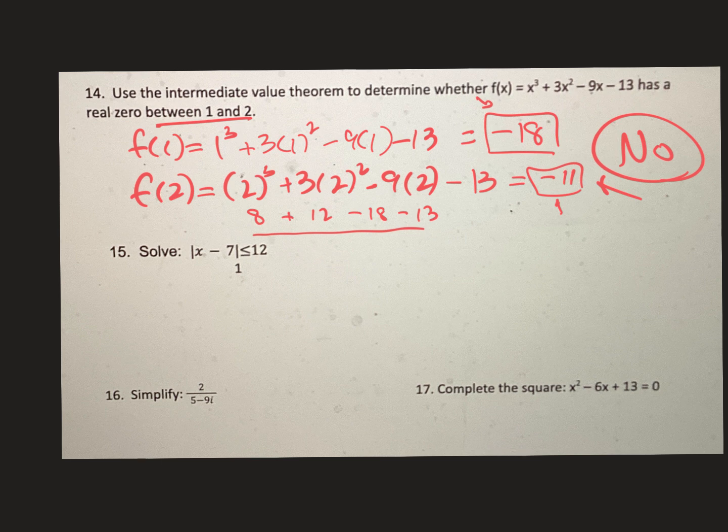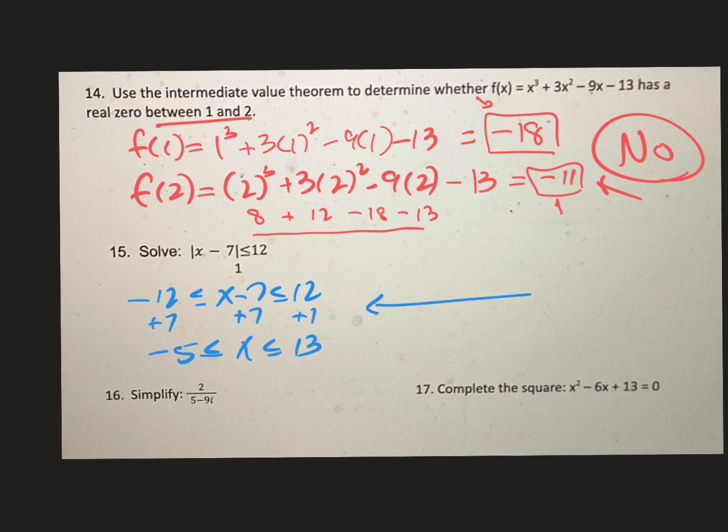Number 15, less than. All right, a little blast from the past here. So I'm going less than 12, greater than -12. Add 7 to all 3 sides. I get x's, I got 13 over there. Got -5 over here. You can do a number line if you want to. -5 and 13. Filled in circles. And then your interval notation, -5 to 13.